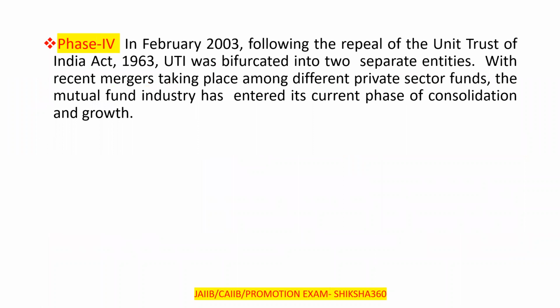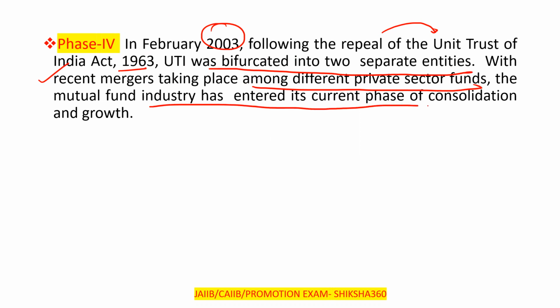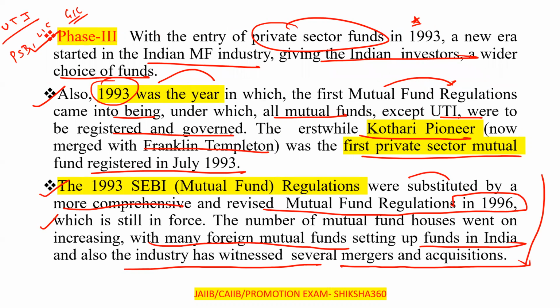Now last, that is phase 4. In February 2003, following the repeal of the Unit Trust of India Act 1963, UTI was bifurcated into two separate entities. With the recent mergers among different private sector funds, the mutual fund industry has entered its current phase of consolidation and growth. Clear? In phase 4, you have to remember the repeal of the Unit Trust of India Act 1963, and UTI was bifurcated into two separate entities.